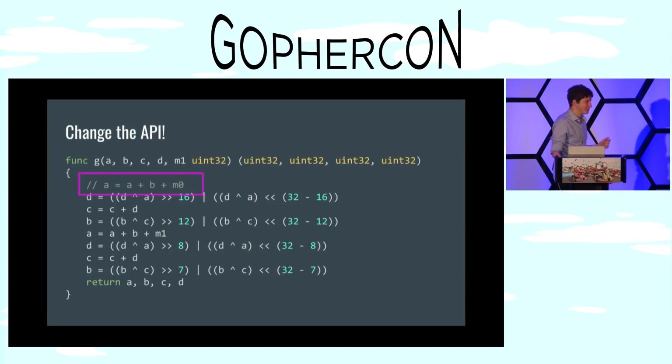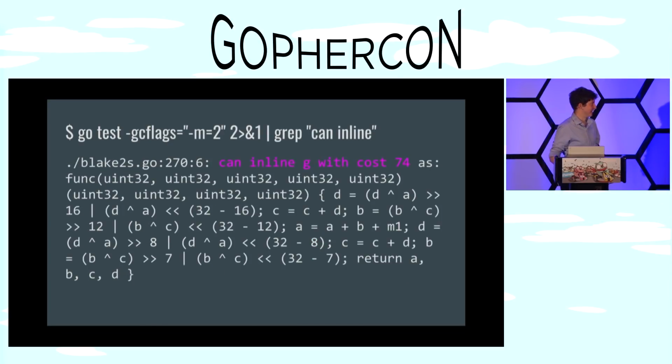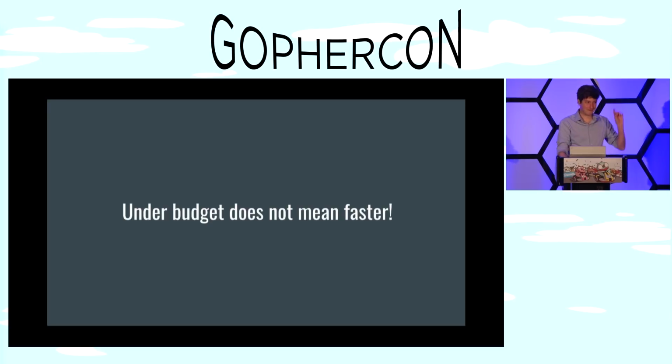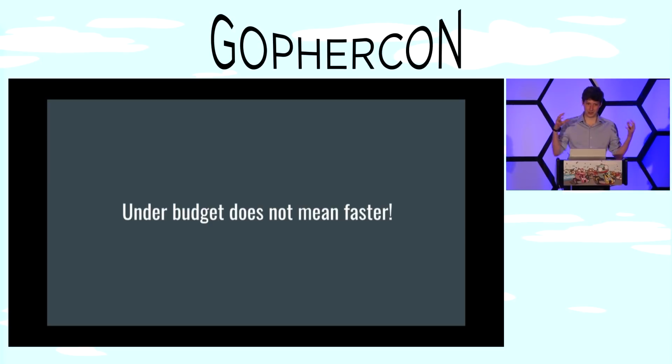And this is great, because now the inliner loves us. We now cost 74. And we'll be fully inlined, and we'll get that 70% performance bump that we were looking for. But that doesn't mean that you should attempt to write the lowest AST budget code you possibly can. In fact, please don't do that.